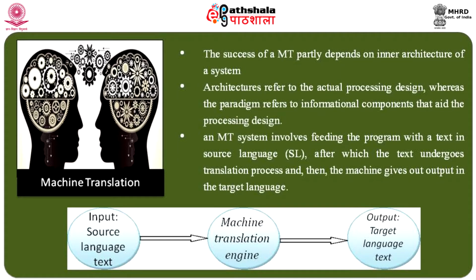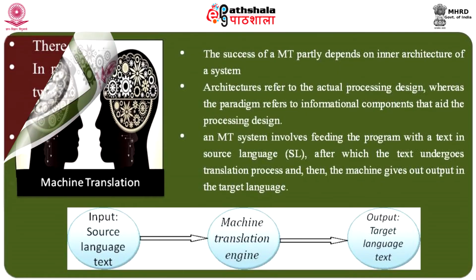In general, a machine translation system involves feeding the program with a text in source language, after which the text undergoes translation process, and then the machine gives out output in the target language. So you first give the input in source language, and then the text undergoes translation, and then the machine gives out the output in target language.